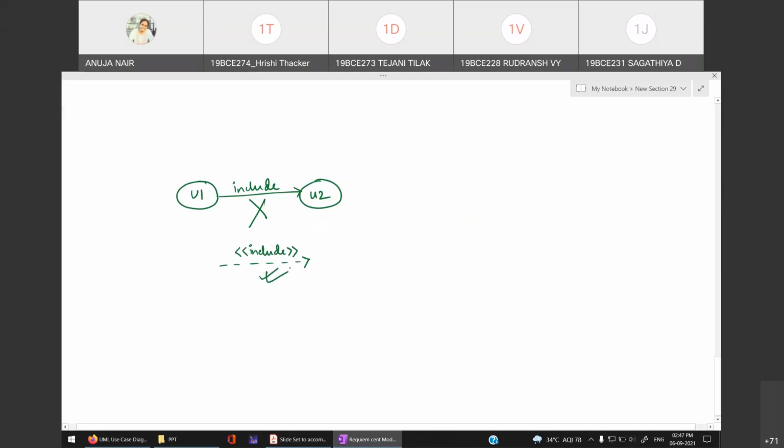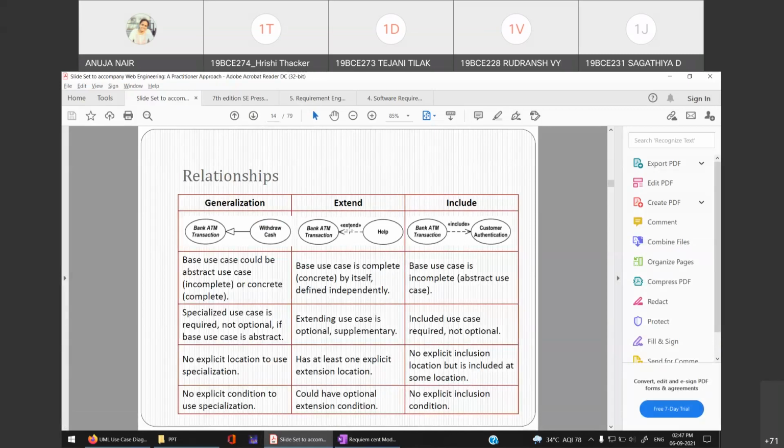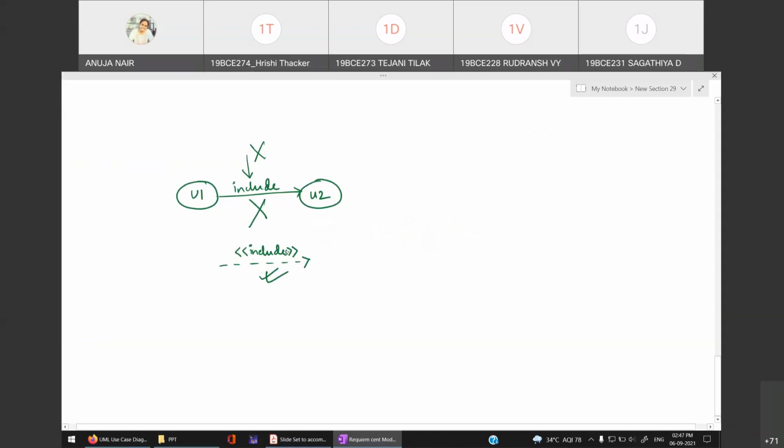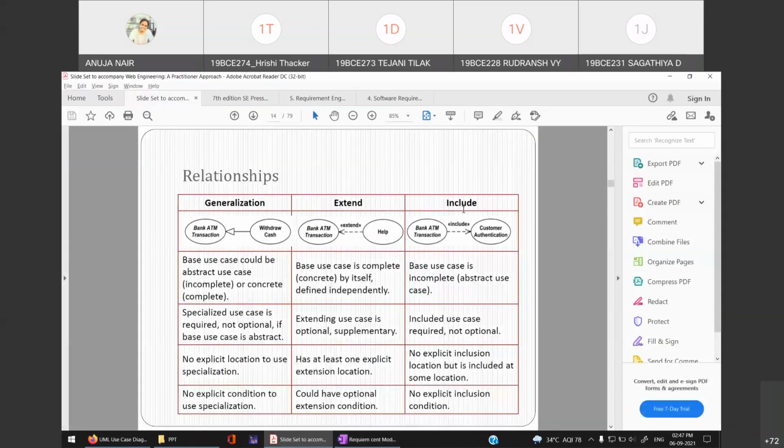It is a standard notation. So this is not correct. Same goes over here. Extend also uses a dotted line. The arrow is changing, and I will tell you what the arrow means, but please maintain the notation. It's not includes and it's not extends. Mind that as well. This is wrong. It is include and extend. Please remember that.